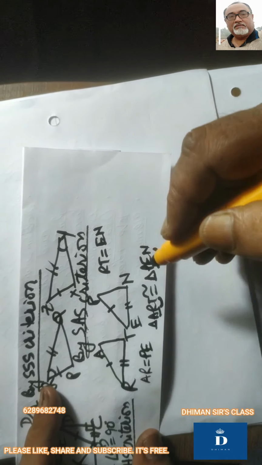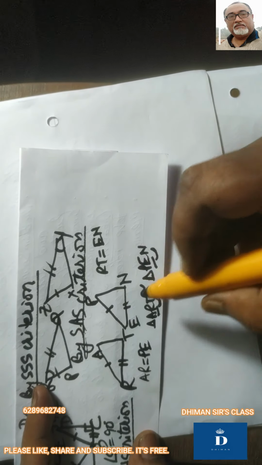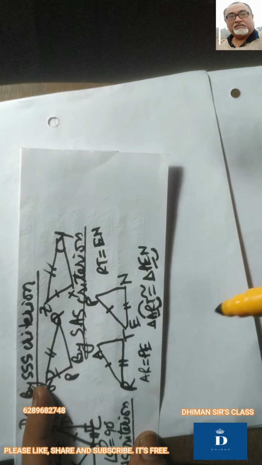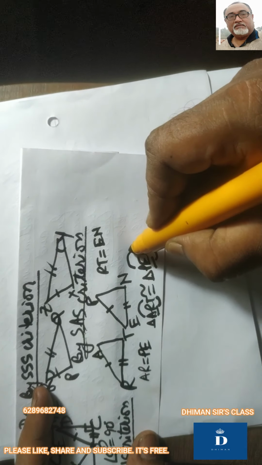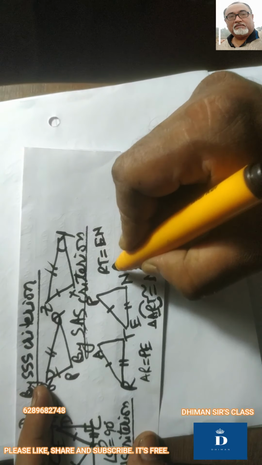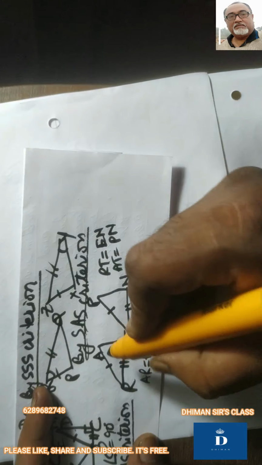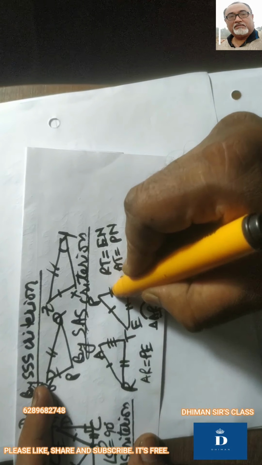Next they are asking AT. Now AT is first and last, so it will be first and last in the case of the second triangle also. So AT is equal to PN.